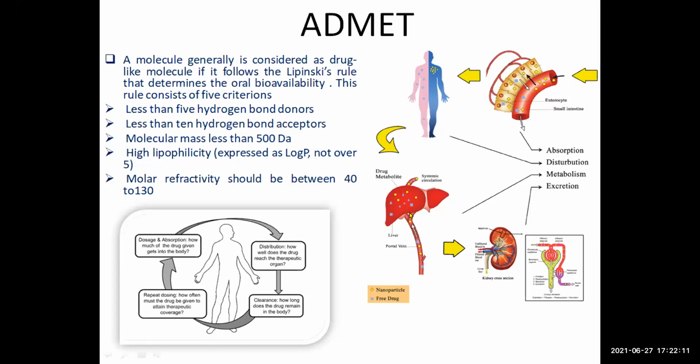As well as in excretion, we analyze the total clearance done by the kidney or liver or even lungs. So there are different organs that play a role in excretion, and the total clearance value is observed there. And in case of toxicity, the in silico Ames test is done, which is generally used for toxicity analysis.